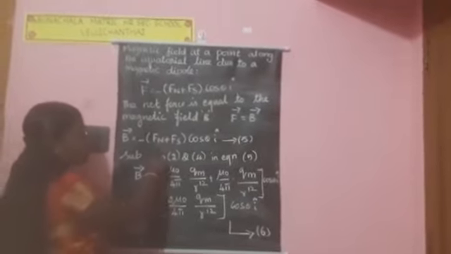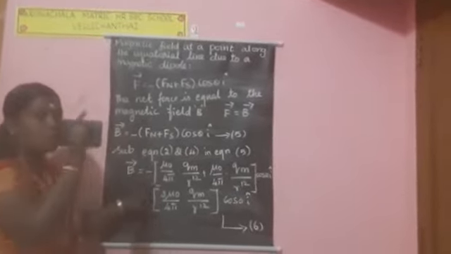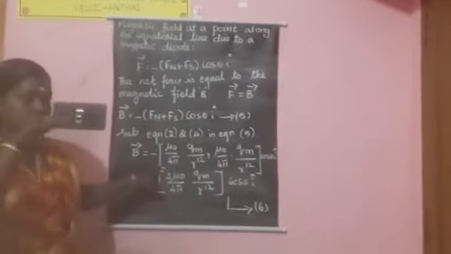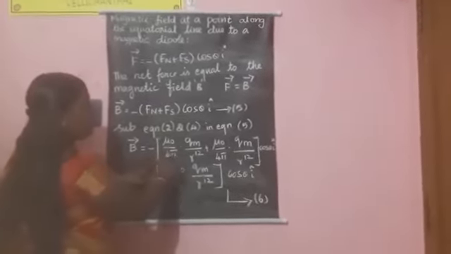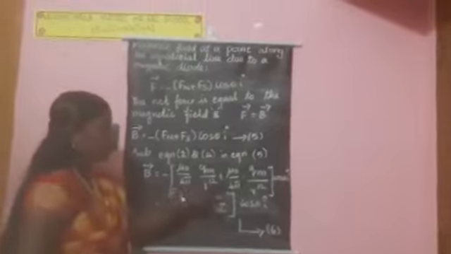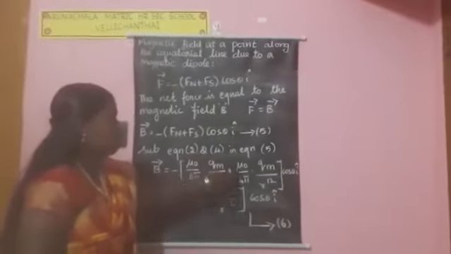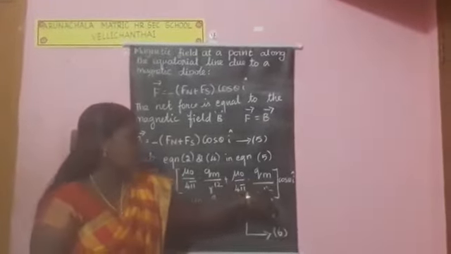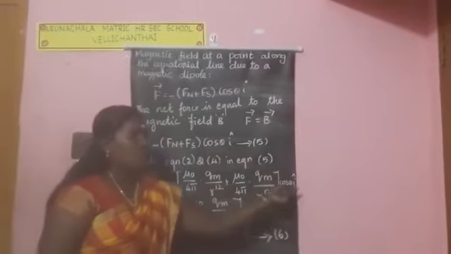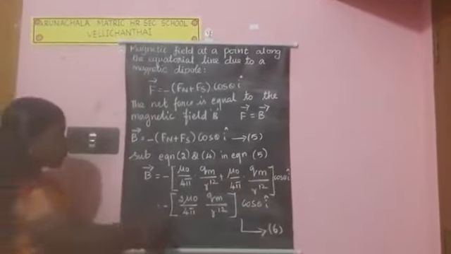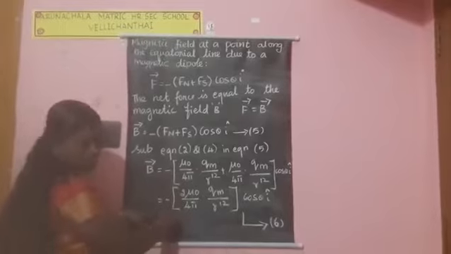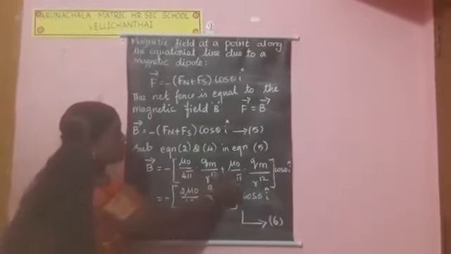The Fn value is mu naught by 4 pi into Qm divided by R1 square, plus the Fs value, mu naught by 4 pi into Qm divided by R1 square, the same value. You have to note it here. The next, minus mu naught. So, take the minus common.